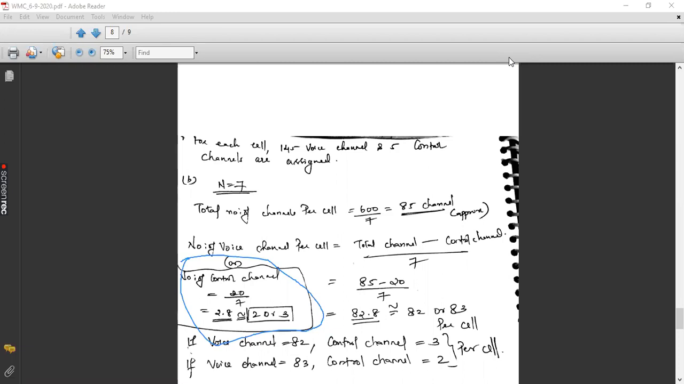So for one cell, how many control channels will be there? Again, we need to divide the total number of control channels, 20, by 7. So it will be 2.8. This 2.8 number of channels you can't say, so either you can take 2 or you can take 3.